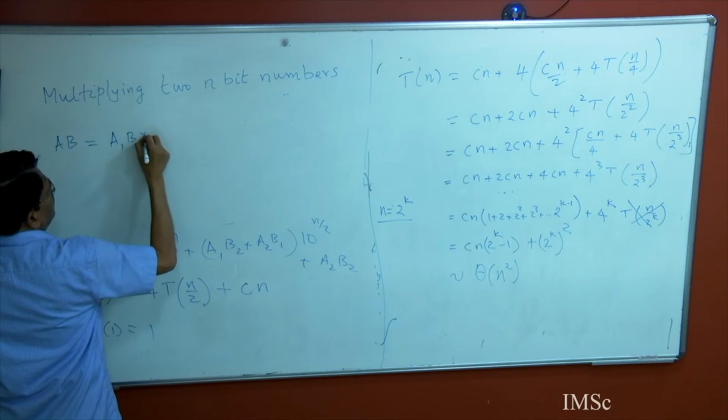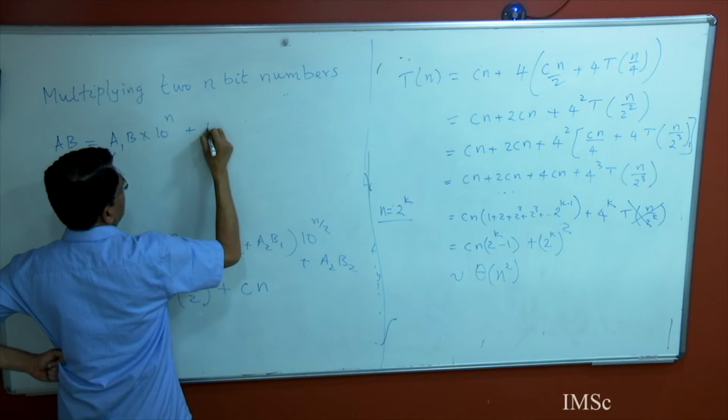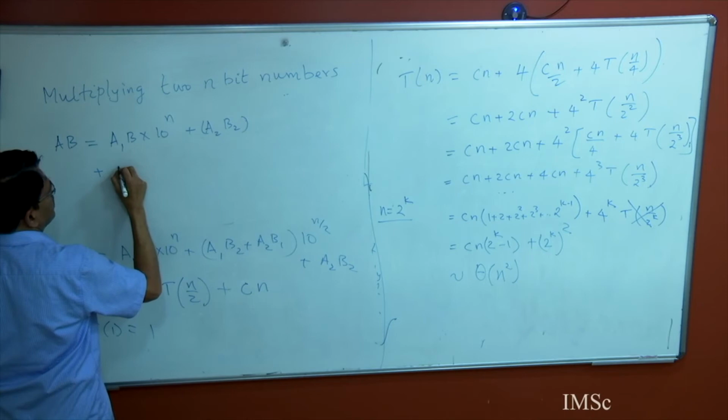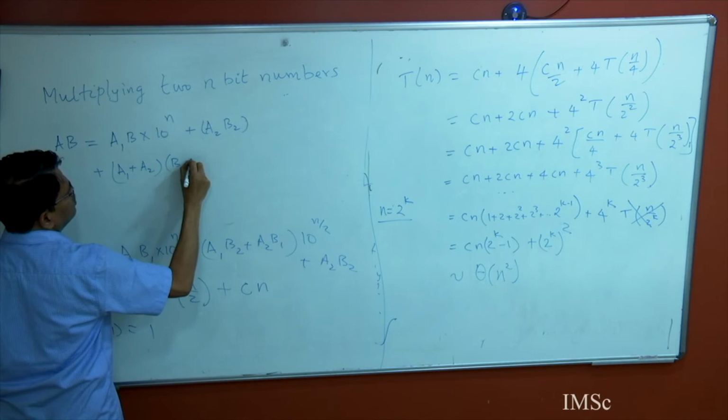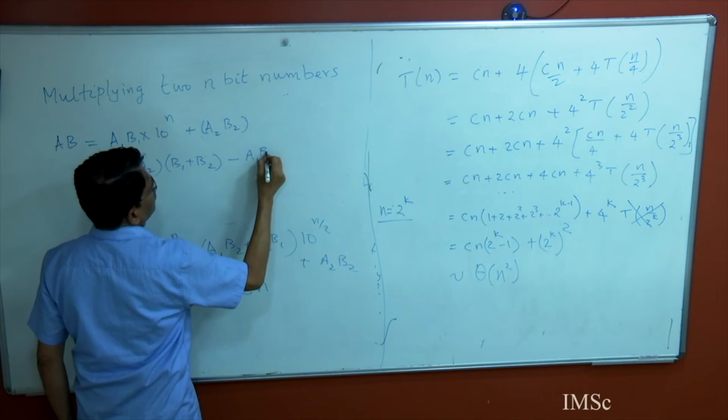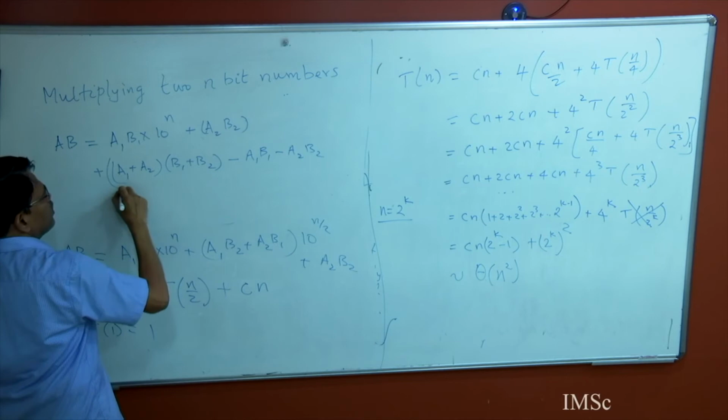A1 B1 into 10 power n, plus A2 B2, plus A1 plus A2 into B1 plus B2, minus A1 B1 minus A2 B2. This whole thing, of course, into 10 power n by 2.